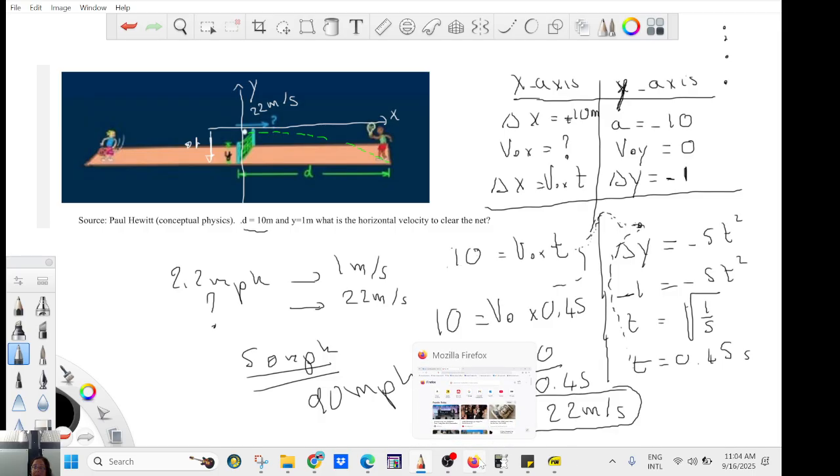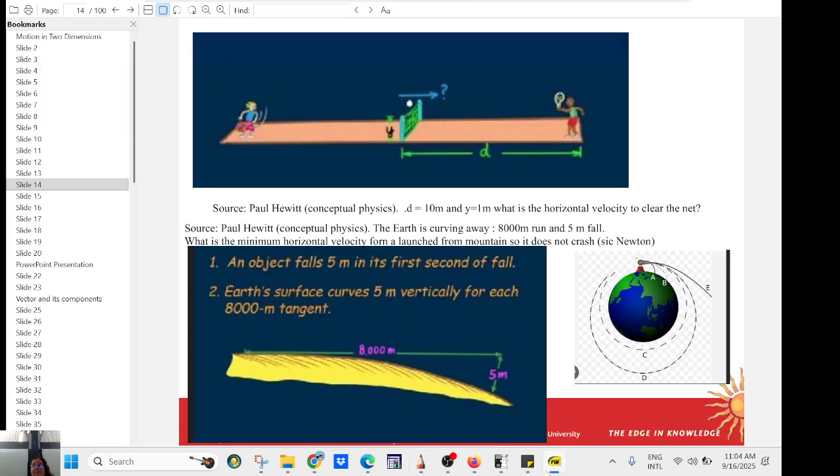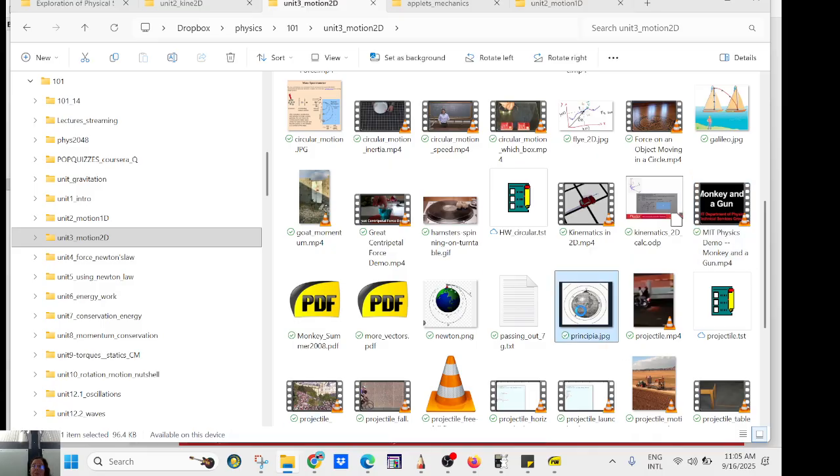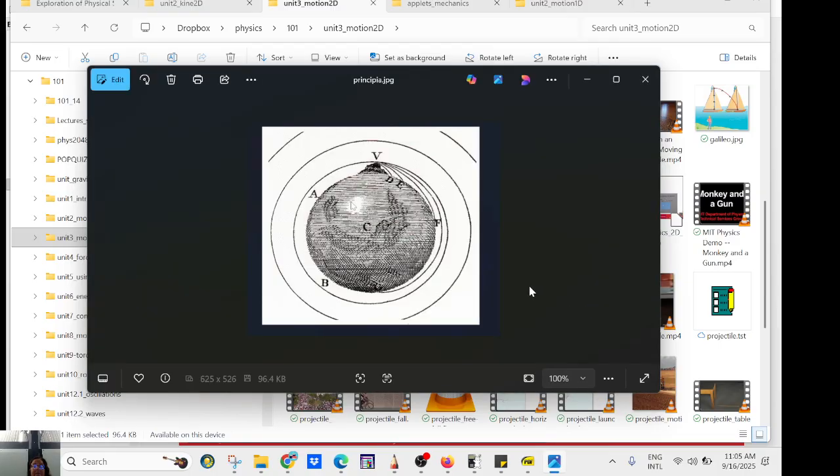And I cannot emphasize more that you need to do the problems in your textbook. Newton was a genius, if you watch the video. He came up with gravity. He understood orbits, the first one. And that comes from his Principia. Of course, at the time it was not in color, but that's what he drew. So obviously, he was a genius, and he figured this out.